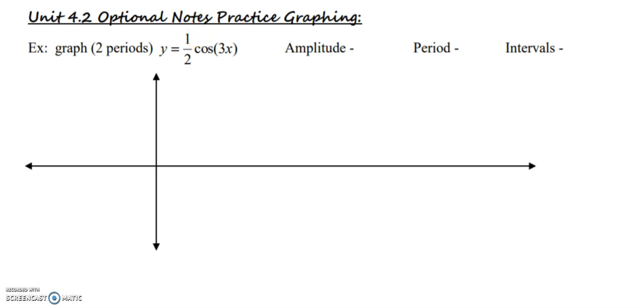Remember, our amplitude is going to be talking about that vertical stretch of the absolute value of 1/2, which in this case will just be 1/2. I have no idea why there's a little eraser there, but we're just going to go with it. The period is going to be 2 pi divided by b. Well, there's our b value of 3. So 2 pi over 3.